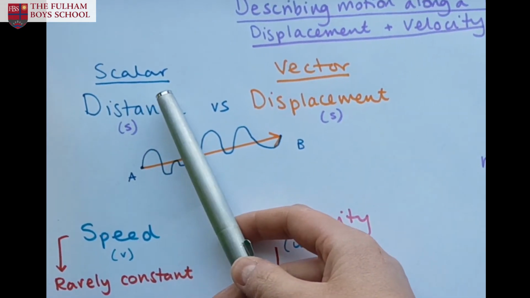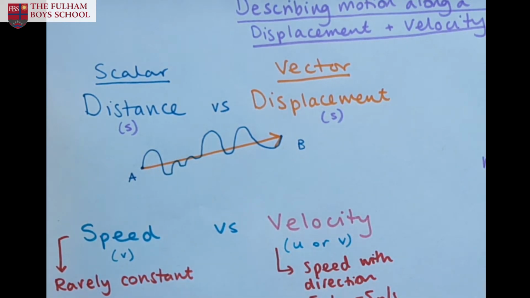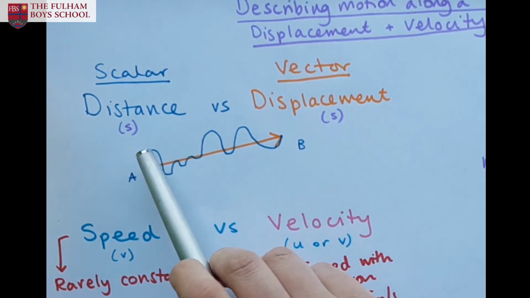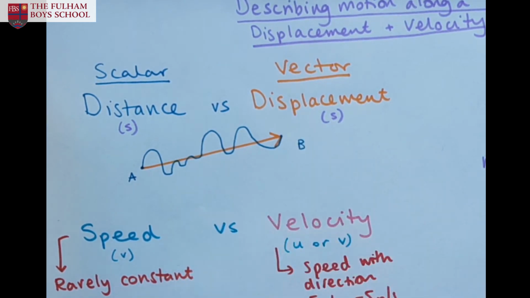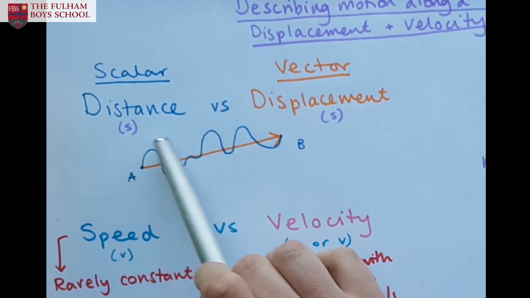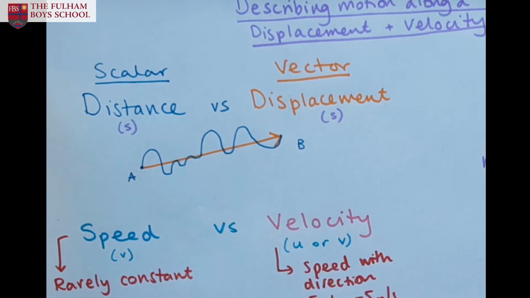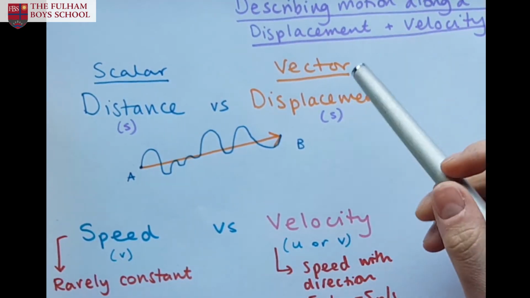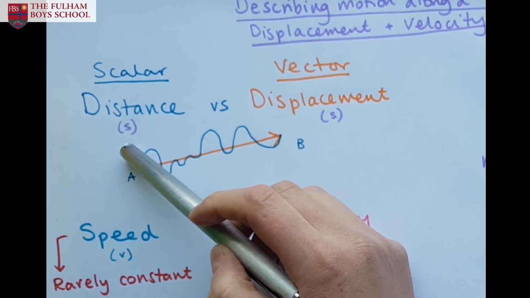So distance is a scalar quantity, which means it just has magnitude. So your distance could be 50 meters, you've traveled 100 meters, etc. Whereas displacement is the vector quantity. Displacement doesn't actually tell you the distance you've traveled, it tells you how far you've got. Both of these values are given the symbol S for this topic, which is a bit weird, but you just have to get used to it. Displacement S, distance S.